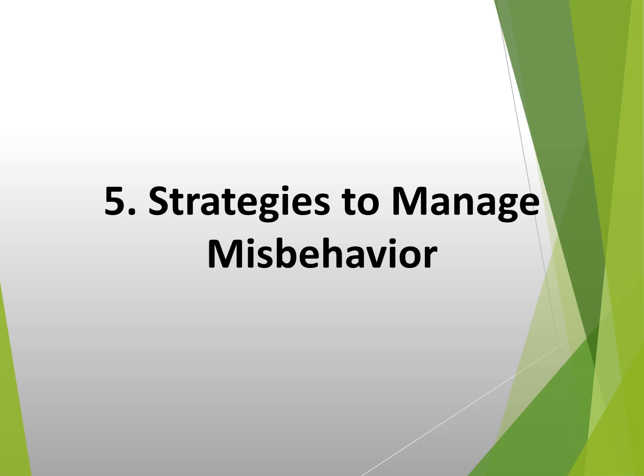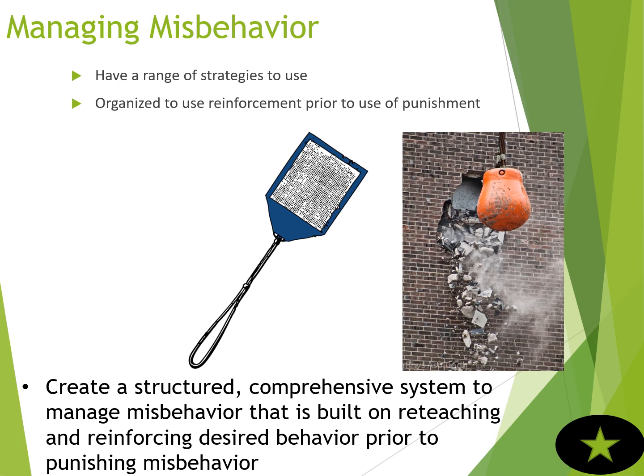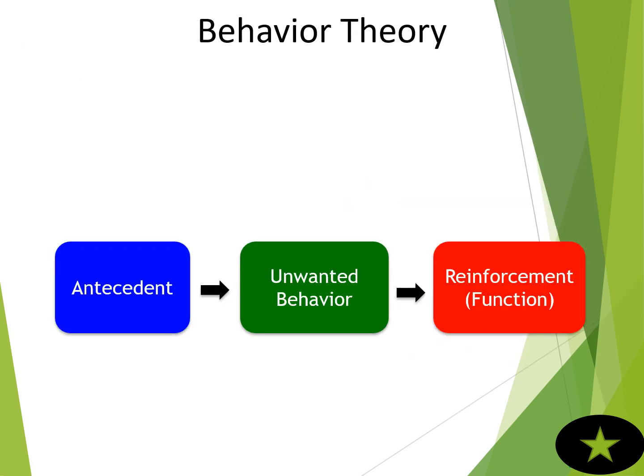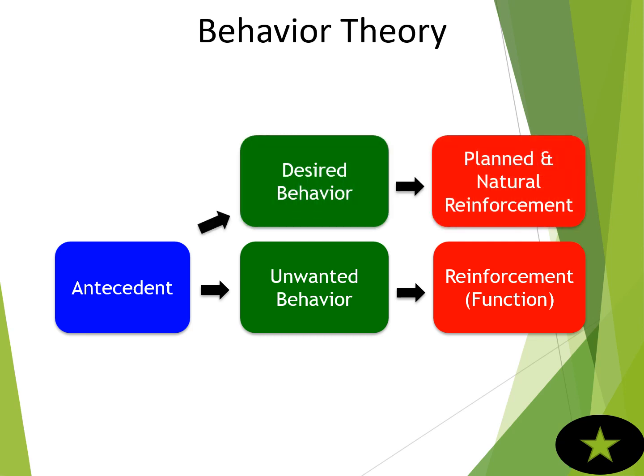And finally, strategies to manage. Have a range of strategies to use, organized to use reinforcement prior to use of punishment. Create a structured, comprehensive system to manage misbehaviors that is built on reteaching and reinforcing desired behaviors prior to punishing. So, the behavior theory: antecedent, unwanted behavior, reinforcement. And then you should go to desired behavior and planned and natural reinforcement.